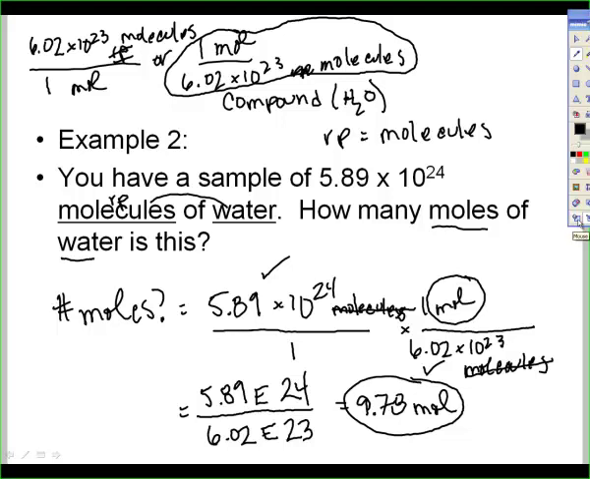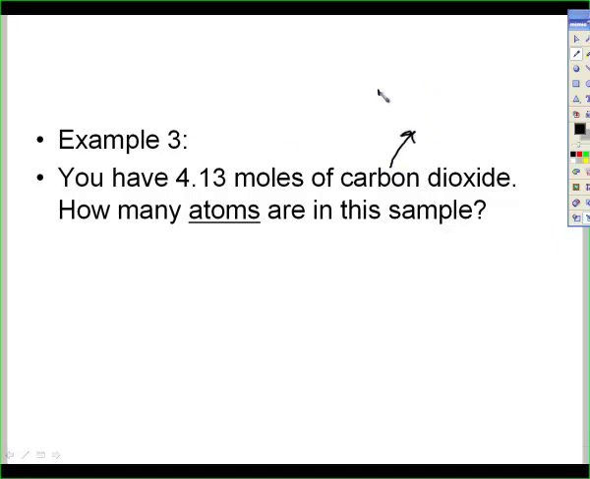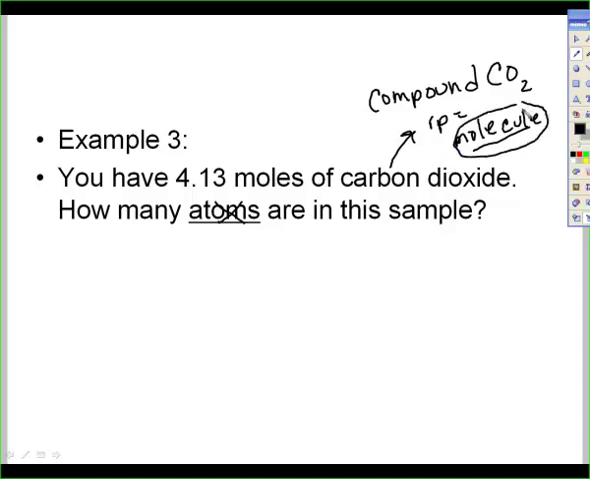Okay, let's do one more. This one's kind of a challenge. This is a compound, CO2. So what's the representative particle? Well, geez, I'm not even here, so I don't know what you said. But I hope you said it's a molecule, not an atom. So what we need to do first is find how many representative particles, and then I can figure out how many atoms based on how many molecules I have. So let's just find the number of molecules first, and then we'll tackle this atoms thing later.